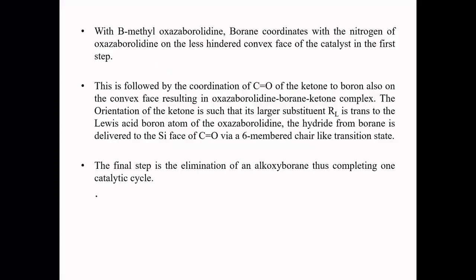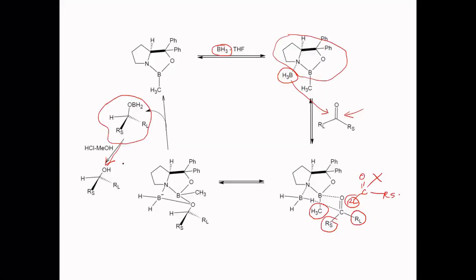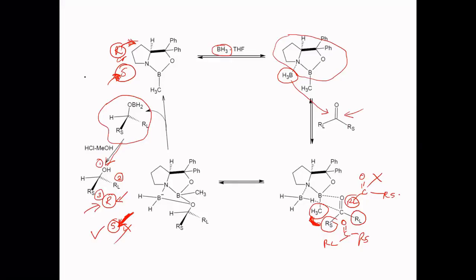Okay, you can do it the opposite way also. How will you do it the opposite way? Suppose the alcohol I got has the larger group below the plane, and the smaller group above the plane. Here the stereochemistry is decided by your catalyst, right? So if you want the opposite stereochemistry, change the stereochemistry of the catalyst.